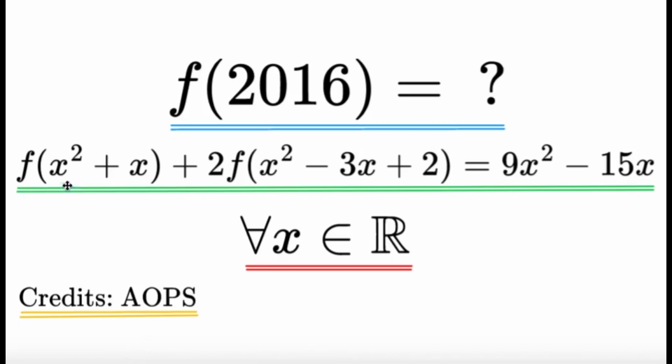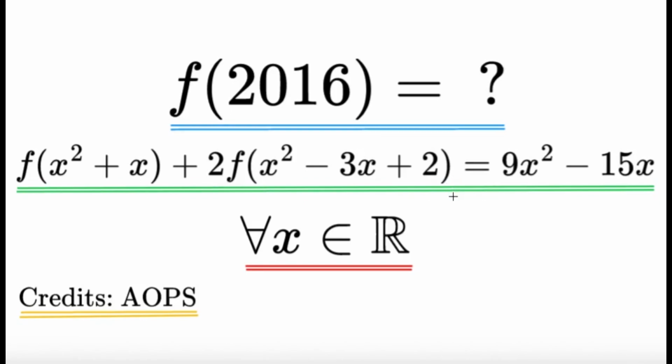For example, we have f of a quadratic, x² + x + 2, plus 2f of another quadratic, x² − 3x + 2. And if I add these two, it's going to equal 9x² − 15x, which is a quadratic function. So if I want to find an f(x) that works, maybe it can be linear, because f of a quadratic plus 2 times f of another quadratic is going to be a quadratic function. So f(x) might be of the form ax + b or something.